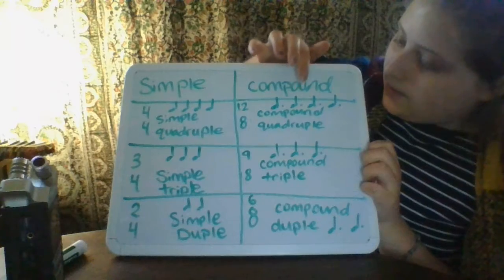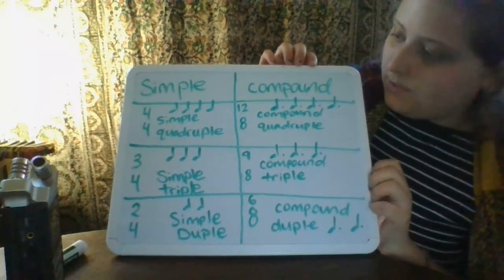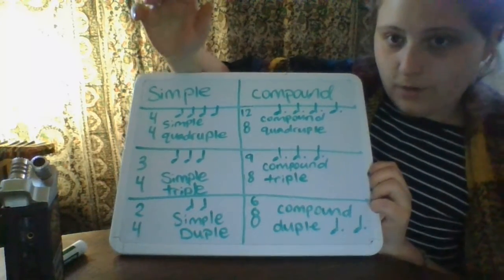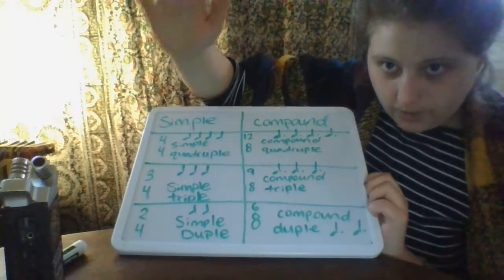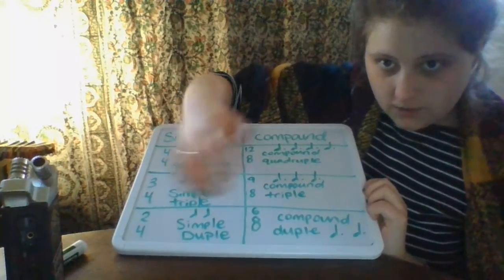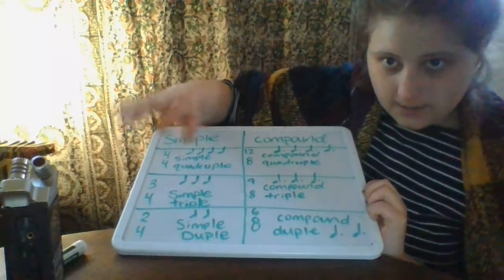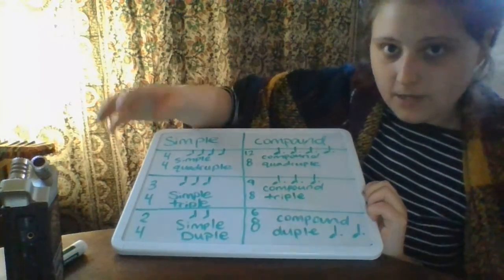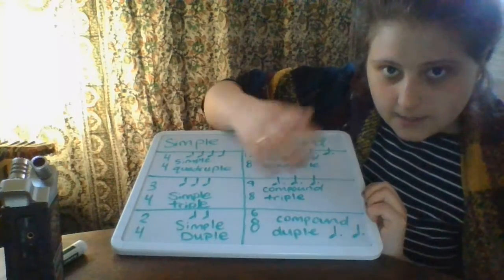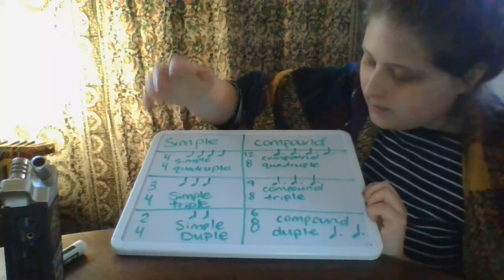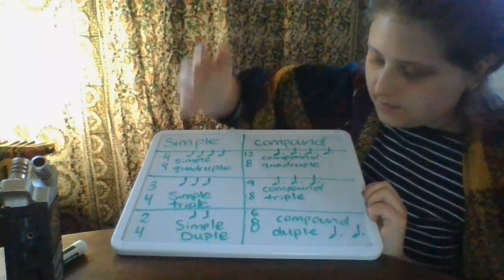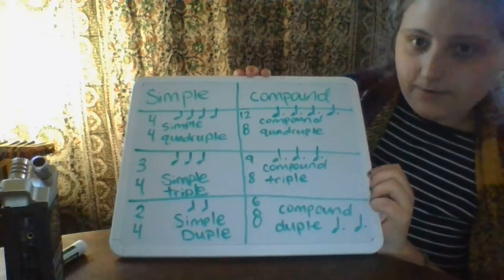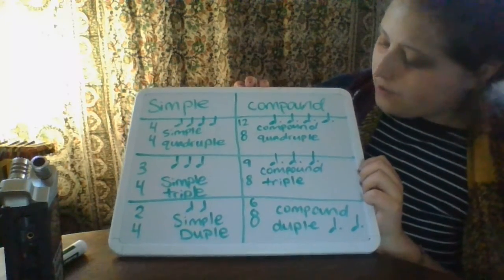So the difference between simple quadruple, if you're in simple quadruple, here's your measure. 1, 2, 3, 4. Tut, tut, tut, tut, tut, tut, tut, tut. In compound, it would be tut, tut, tut, tut, tut, tut, tut, tut, tut, tut, tut, tut. That's the only difference. Compound quadruple.